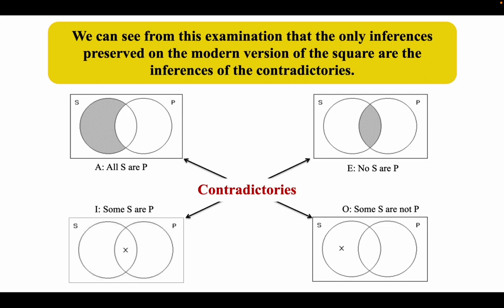So we can now see from this examination that the only inferences preserved on the modern version of the square of opposition are the inferences of the contradictories. That's all. That's all we can do. So the traditional square of opposition has certain logical problems that modern logicians decided to resolve by removing the existential import, but the price to pay, as we saw, is very high.